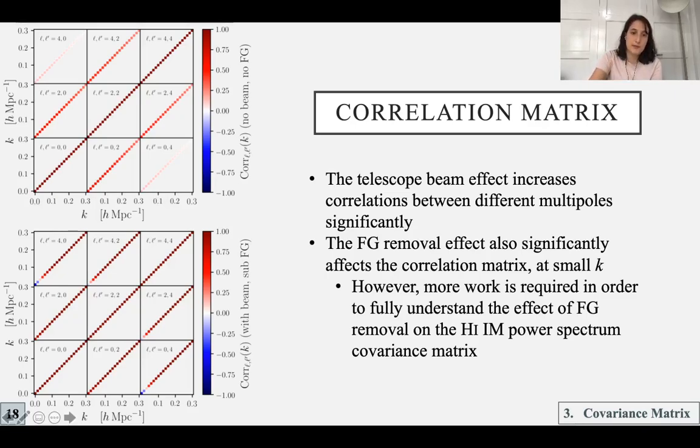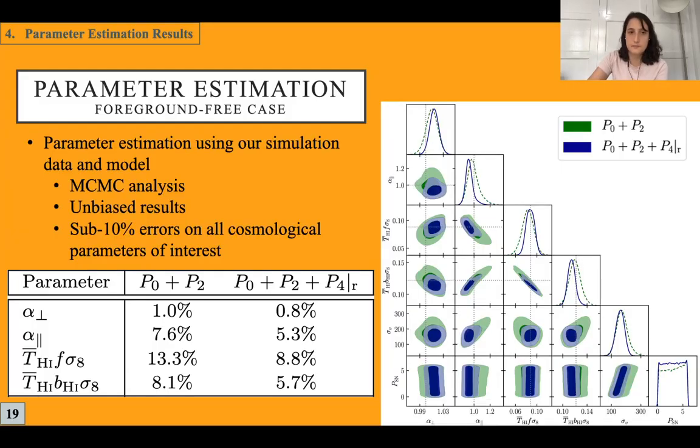But in this bottom panel here, if you look at the correlation function, when we include the effects of the beam and when we include the effects of foreground removal, you can see that things appear much more correlated. Because of this, we include the covariance between each multipole with themselves, but also between each different multipole with each other. But more work is required in order to fully understand this and actually measure the covariance matrix of foreground removed data with lots of simulations. But this is just an interesting starting point.